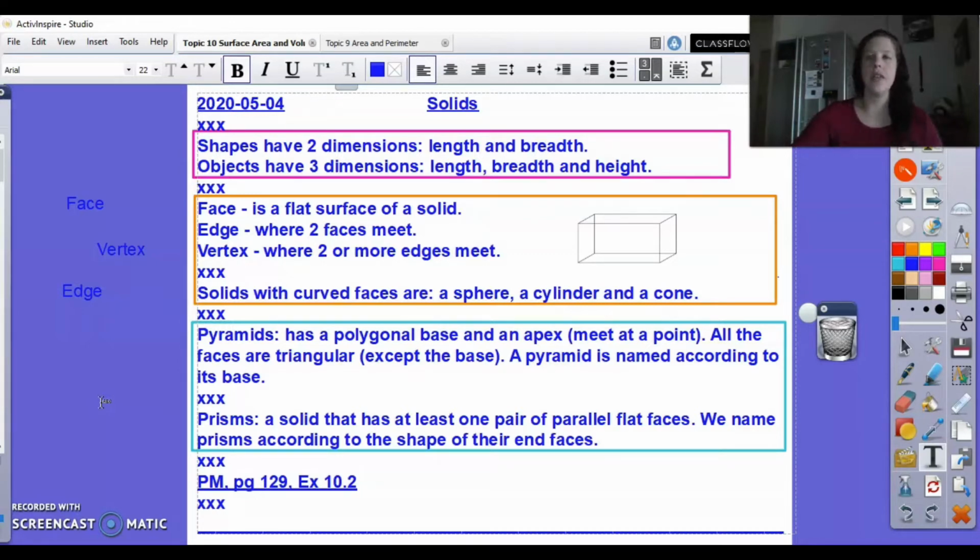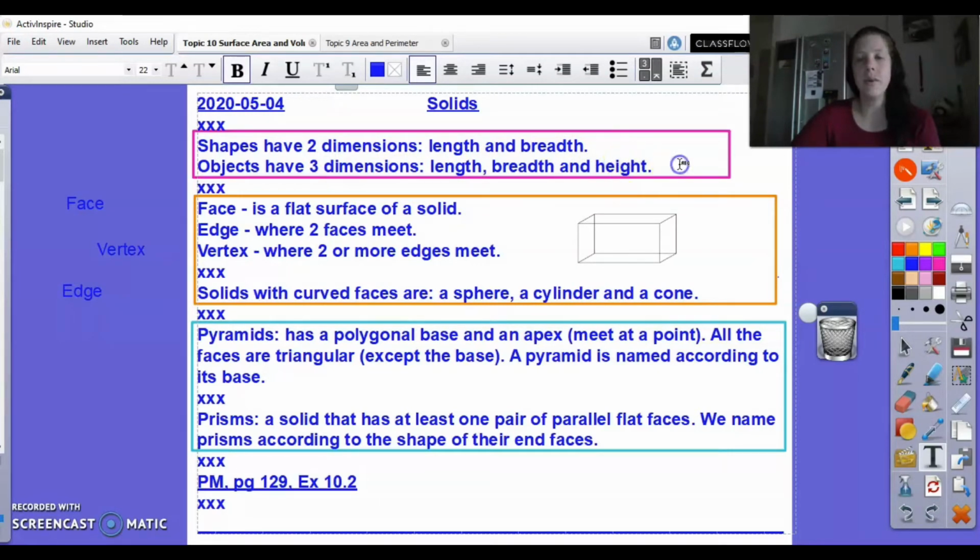So first of all, I want us to just note that shapes only have 2 dimensions. And last week when we spoke about area, we spoke about length and breadth. So that's why we had meters squared or centimeters squared or kilometers or millimeters squared, okay? Because it had 2 dimensions. But when I talk about objects we look at having 3 dimensions. We've got length, breadth, and height.